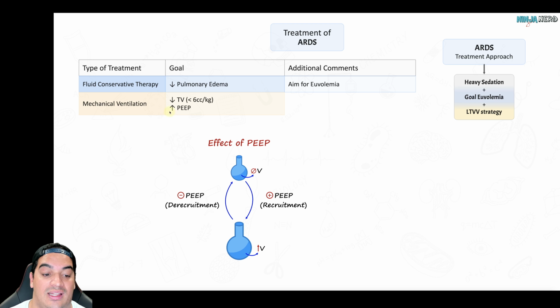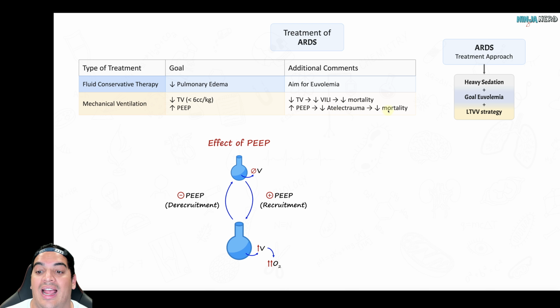We don't want this process here, de-recruitment. We only want recruitment. That's a really, really important thing because we've seen that with this strategy, we've been able to reduce ventilator-induced lung injury and reduce mortality. High PEEP, same thing. You reduce atelectasis trauma and you reduce mortality. So it's really important to employ this step because it shows that you can reduce mortality.